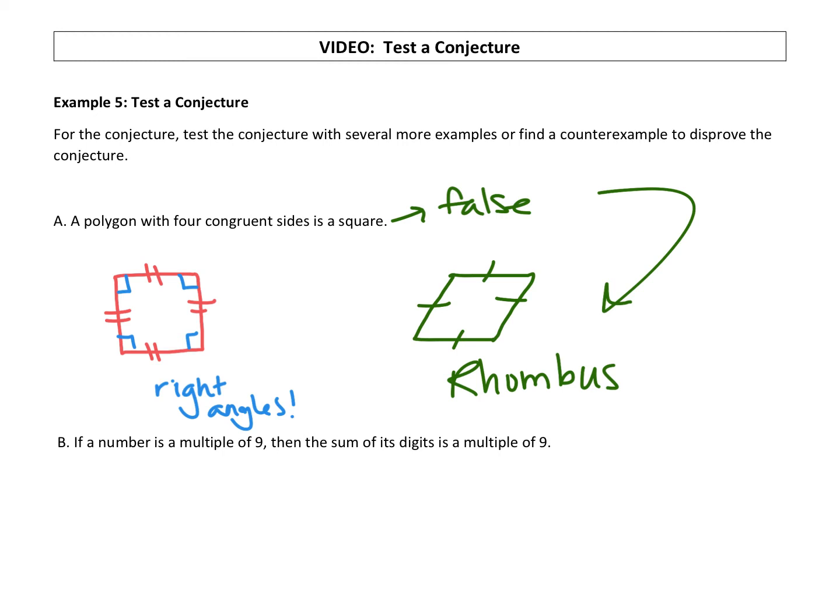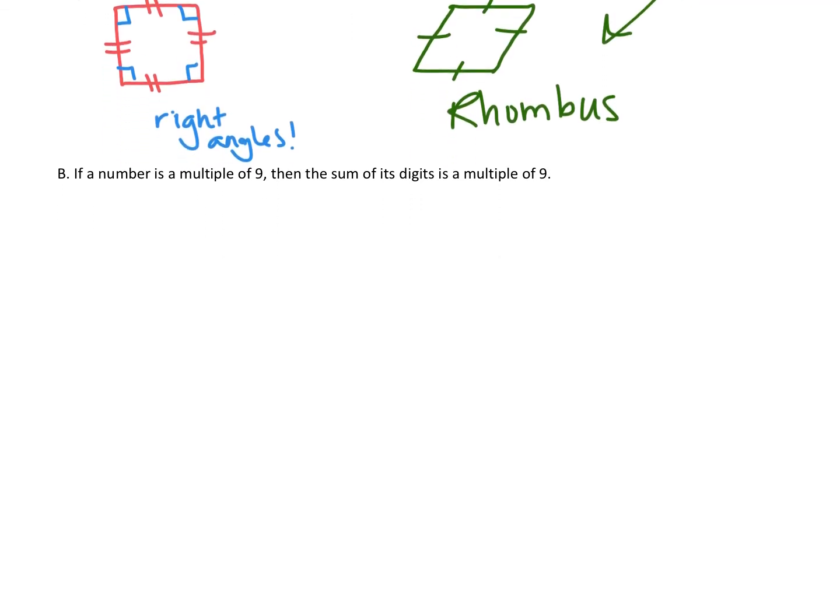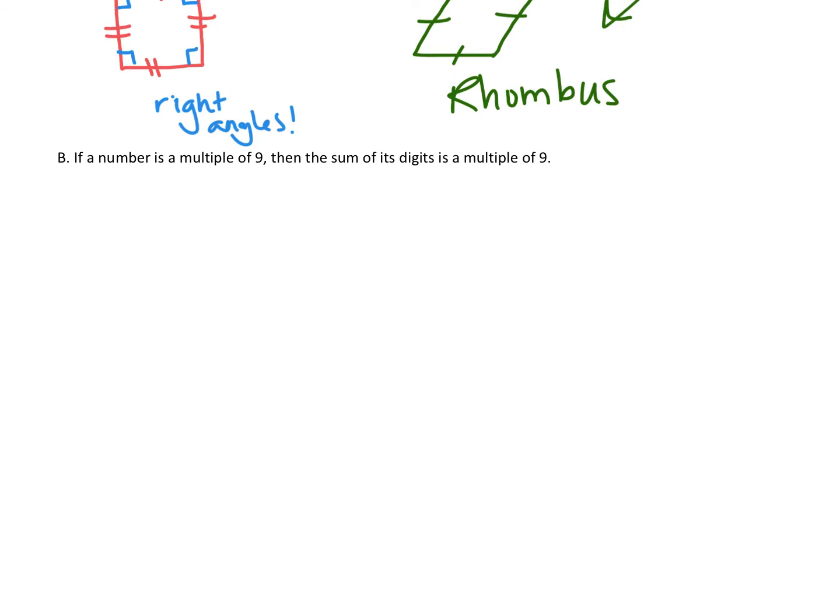All right, let's take a look at another example. If a number is a multiple of 9, then the sum of its digits is a multiple of 9. Well, I don't know. Let's test that out. If a number is a multiple of 9, so let's look at some multiples of 9. We could do 9 times 1, 9 times 2, 9 times 3. Let's just take a look at some examples, see what we get.